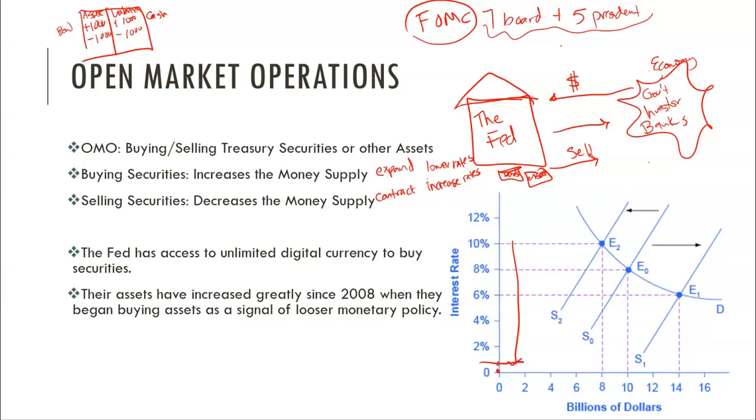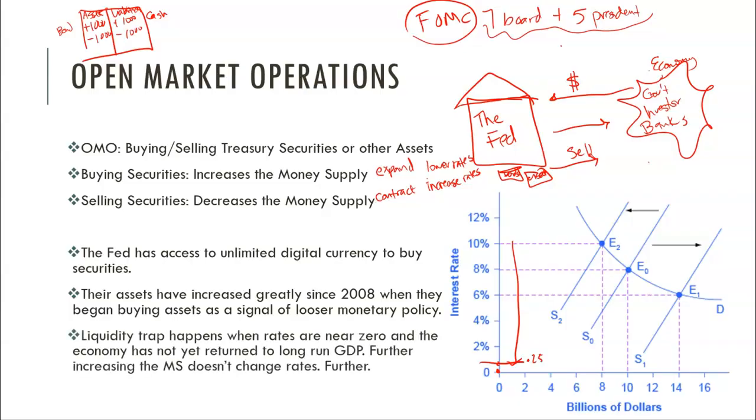So between 0 and 0.25% was their target rate. The problem when you get down to 0 is that they can't lower interest rates any further. So you end up in some kind of liquidity trap where the economy has not returned to its long-run GDP, but rates are near 0, and the interest rate is the main thing that's influencing aggregate demand. And so their power, their ability to influence the economy or help stimulate demand, sort of stops as interest rates get near 0.